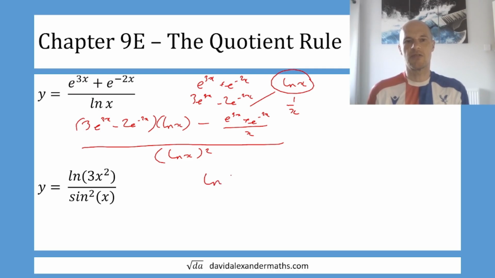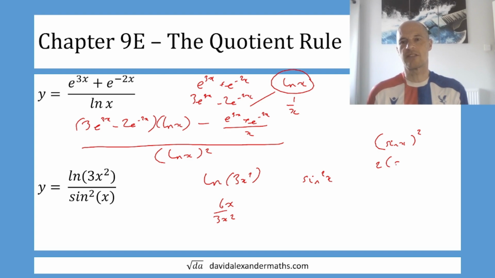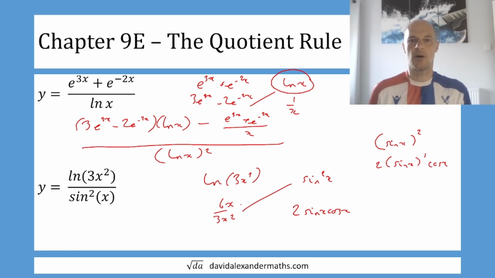Right, let's have a go at the next one. So ln of 3x squared, what is the derivative of that? That is going to be 6x over 3x squared, and sine squared x, remember that is the sine of x squared, so power comes down to the front, reduce the power by 1, and the derivative of sine x is cos x, so I'll probably write that as 2 sine x cos x. Okay, so top left, bottom right, that's going to be 6x sine squared x over 3x squared, take away 2 sine x cos x ln of 3x squared.